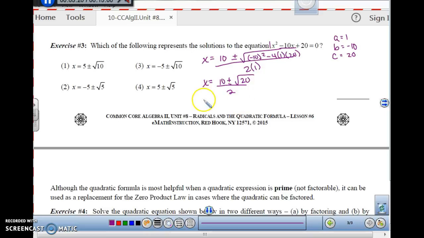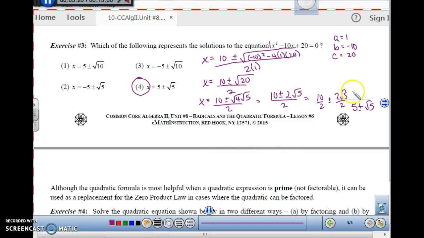2. All right, now remember the square root of 20 has what perfect square in it? Well, it's 4 times 5. 4 is the perfect square divided by 2. So this is 10 plus or minus 2 radical 5 all over 2. And the 10 is divided by the 2 as well as the 2 radical 5 is divided by 2. So this is going to be 5 plus or minus radical 5. So that means this is going to be number 4.